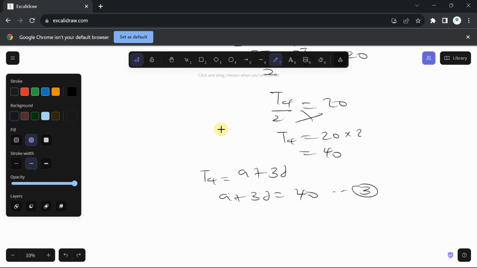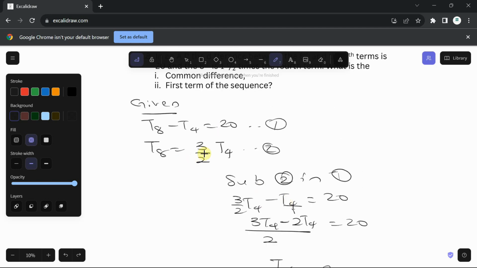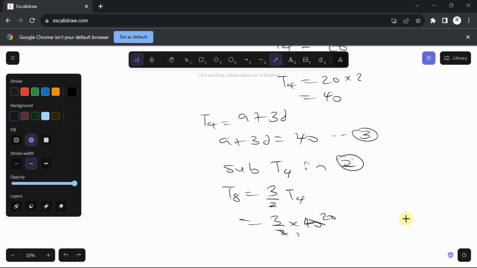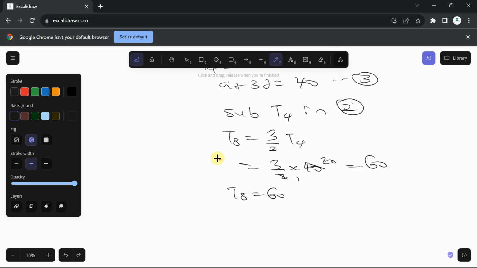Now, based on this information, I can substitute T4 in equation 2 and find T8, because T8 is 3 over 2 T4. So substituting T4 in equation 2, T8 is 3 over 2 T4. So this is 3 over 2 multiplied by 40. 2 here 1, 2 here 20. 20 times 3 is 60. So that means our T8 is 60. How can I write T8? I can write T8 as a plus 7d is equal to 60. So this is my equation 4.